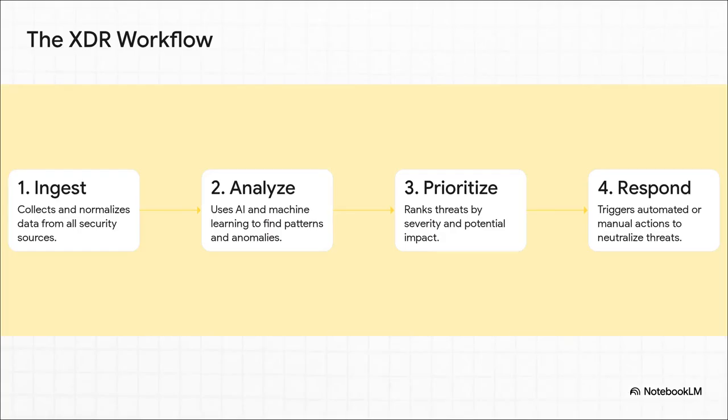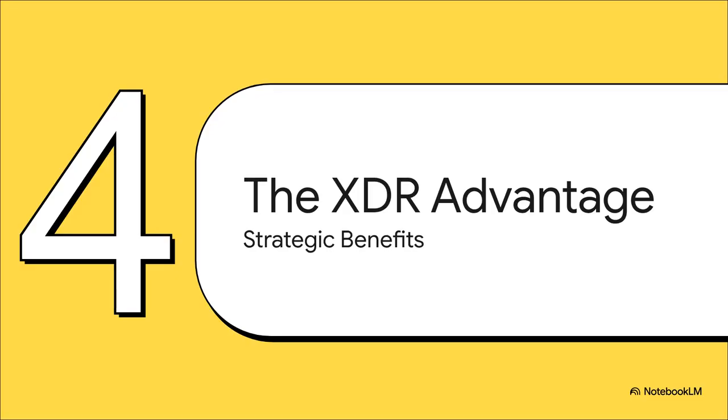Now, once it has all that data, it runs it through this incredibly powerful 4-step process. First, it ingests it and gets it all into a standard format. Then, and this is where the magic happens, it uses AI and machine learning to analyze everything, looking for suspicious patterns a human analyst would almost certainly miss. After that, it prioritizes the real threats from all the noise, so your team isn't chasing down dead ends. And finally, it responds, either automatically shutting down a threat or giving an analyst a step-by-step guide to neutralize it fast.